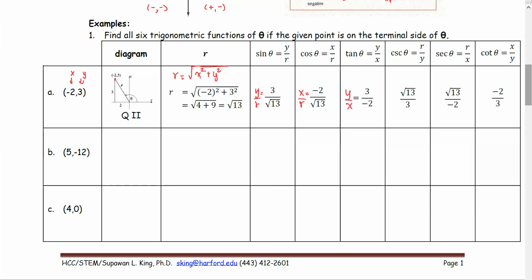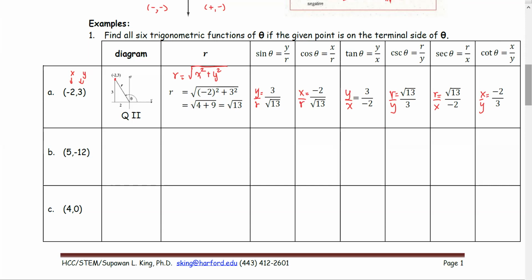The cosecant theta is the reciprocal of the sine function, or r over y. R is square root 13, y is positive 3. The secant theta is r over x. R is square root 13, x is negative 2. The cotangent theta is the reciprocal of the tangent theta, or x over y. Since x is negative 2 and y is positive 3, the cotangent theta is negative 2 over 3.